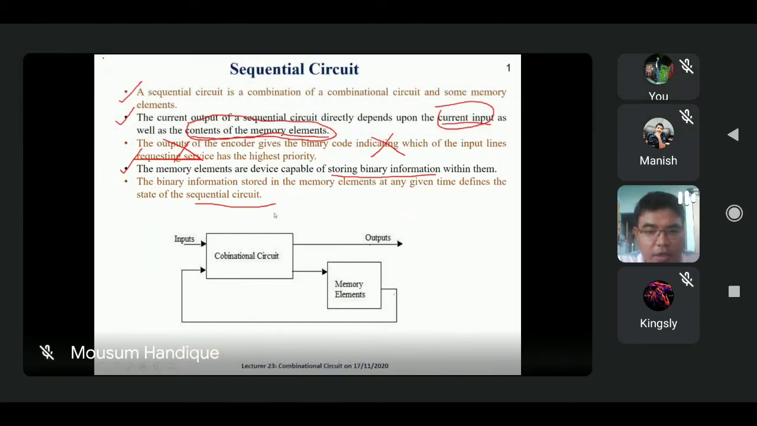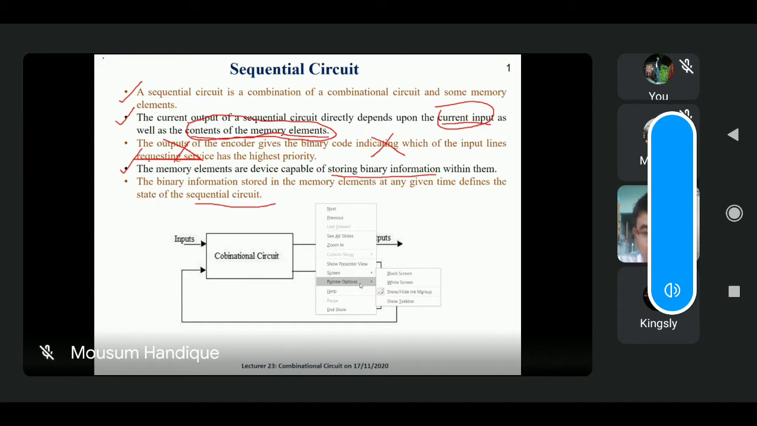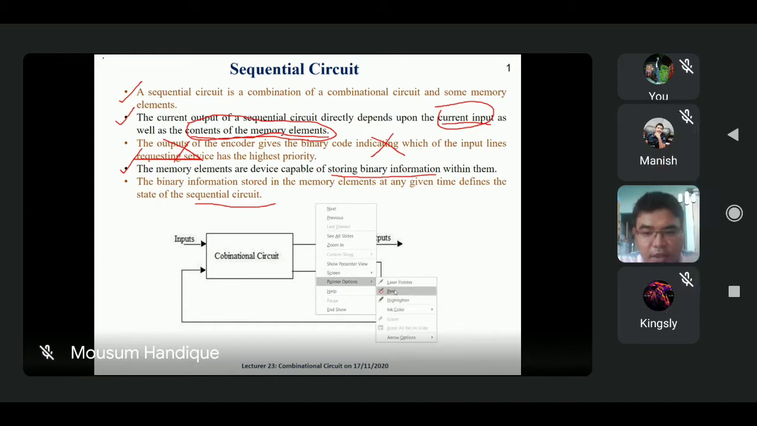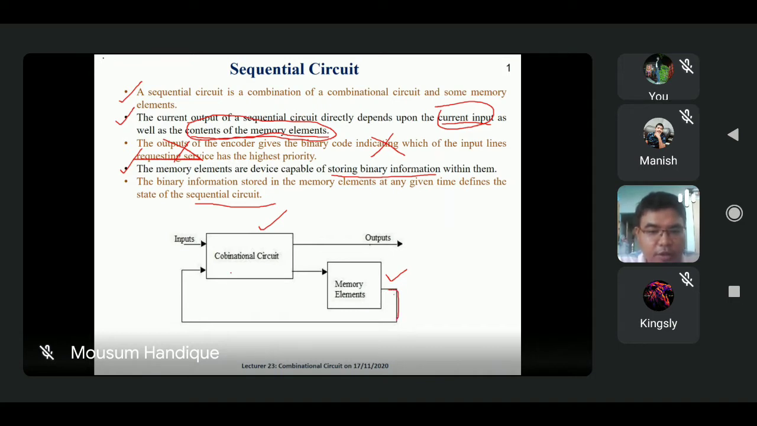See here in this particular figure, this is how we are representing the sequential circuit. Here we are using a combinational circuit, and we are using some memory elements. The output of the combinational circuit is connected to the memory elements, and the output of the memory elements is fed back as input to the combinational circuit.